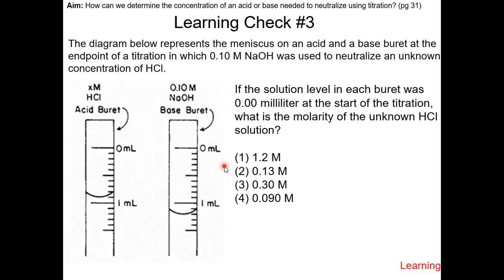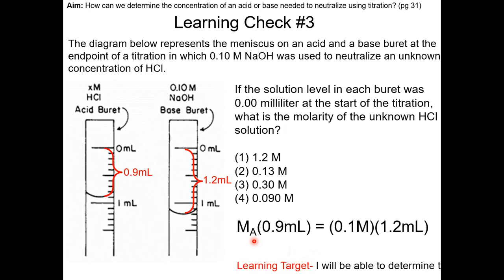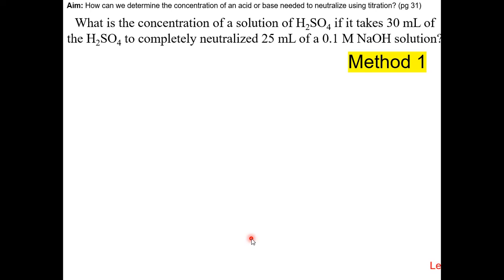The first step is to figure out the volume of acid and base used during the experiment. By reading the Buret, the volume of acid used is 0.9 mL. The volume of the base that's used is 1.2 mL. Next, we plug into the equation. We're solving for the molarity of the acid. By using a calculator, we get the molarity of the acid to be 0.13 molar. Answer is choice 2. Let's look at this example.